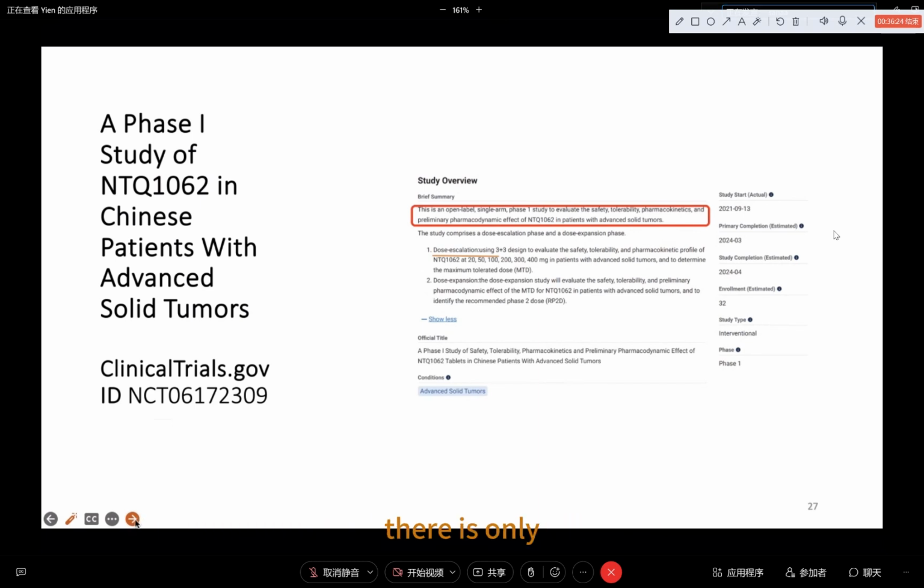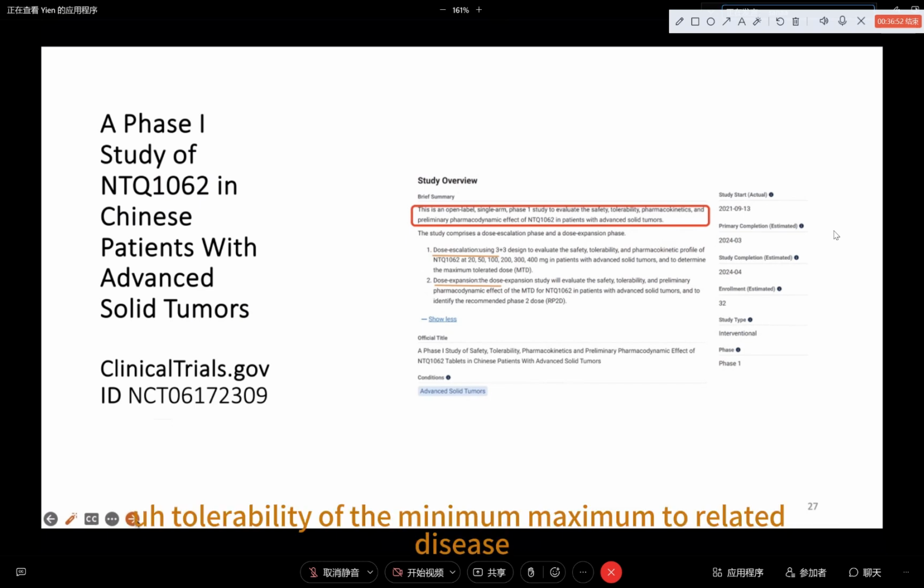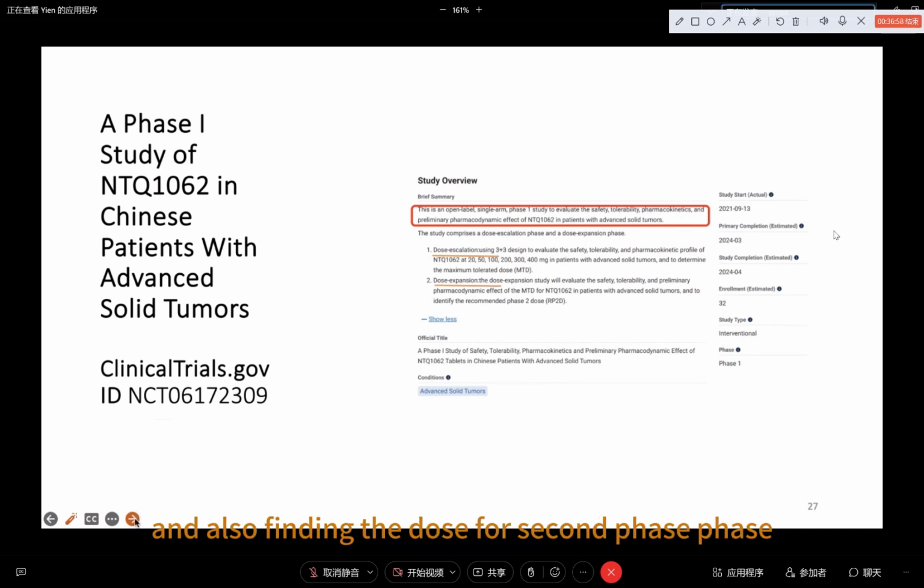Single arm means there is only one group of patients that undergoes the study. In phase 1, they conducted this study for dose escalation to find out the maximum tolerated dose of that drug in the patients. A second purpose of this phase 1 is dose expansion. The dose expansion is about pharmacodynamic effects and also tolerability at the maximum tolerated dose, and also finding the dose for the phase 2 trial.